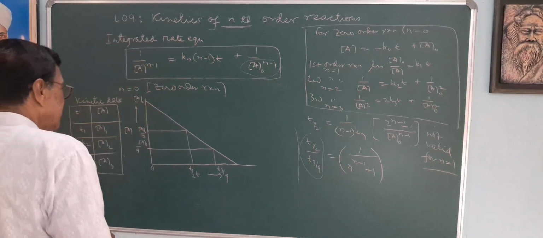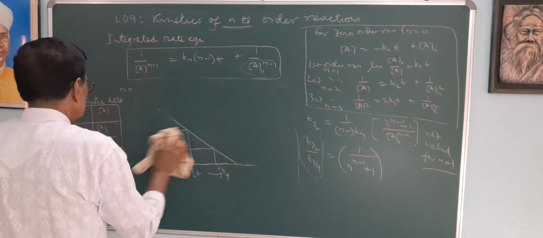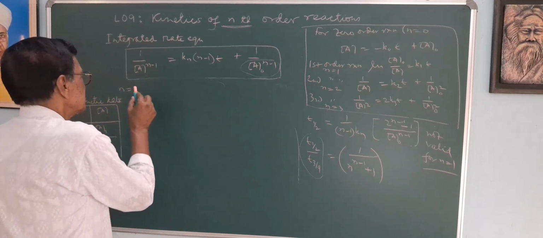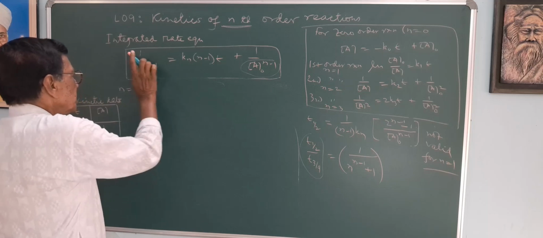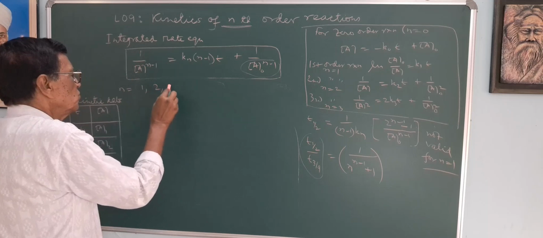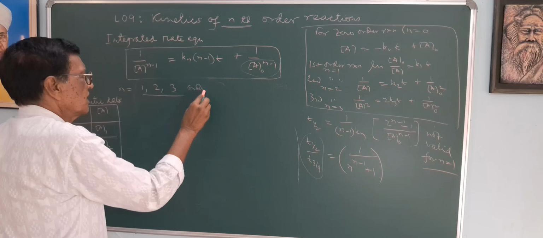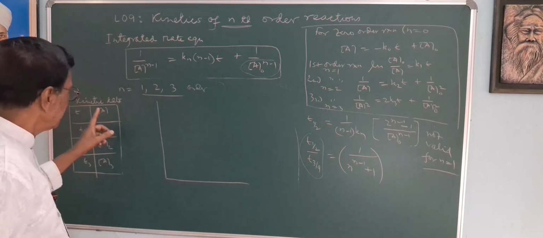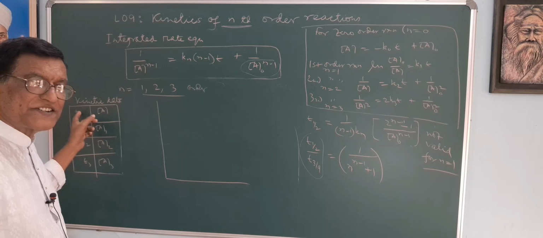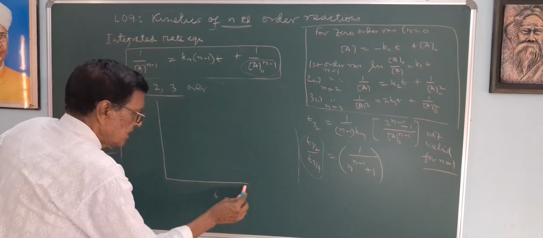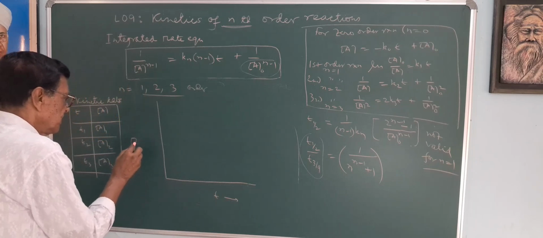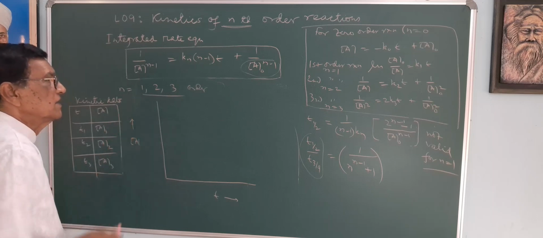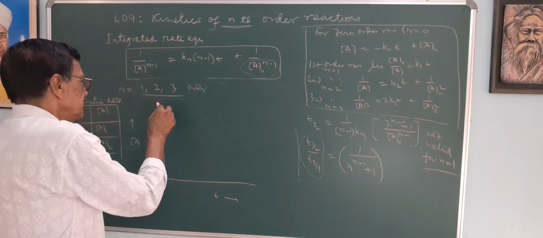Except for the 0 order, for first order reactions, second order reactions, third order reactions, all these order reactions, whenever A, the concentration of A, is plotted against T, this plot will be exponential in nature.